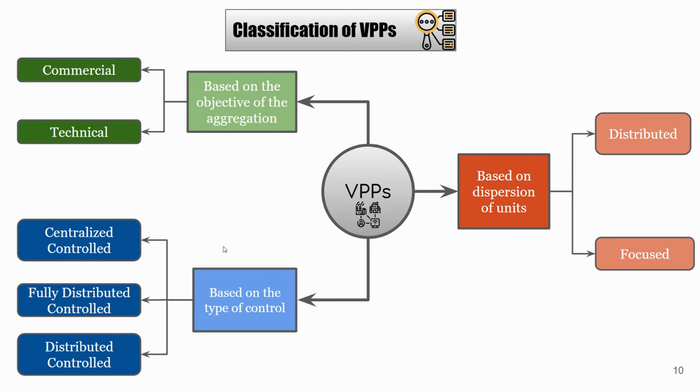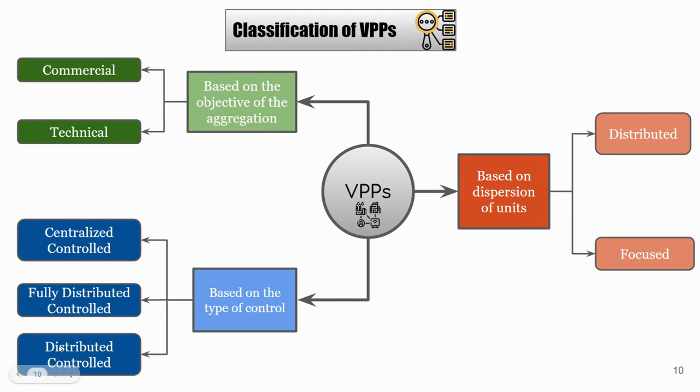So, based on the type of control, virtual power plants can be classified into three categories: centralized control, distributed control, and fully distributed control. The centrally controlled virtual power plant has one control unit which controls all the aspects of the VPP and has a direct connection to the DERs connected to it.